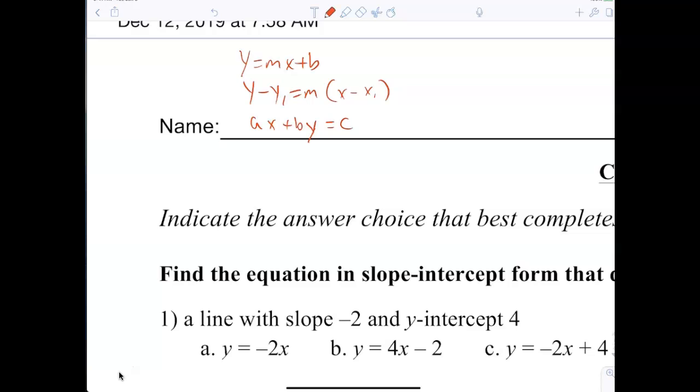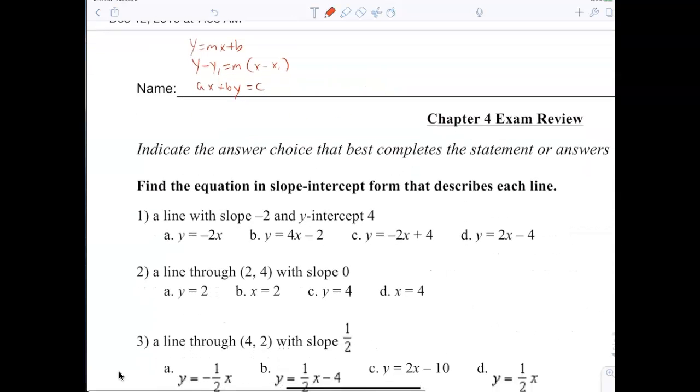Yes? Don't they have to be like... Standard form, yes. A and B and C are no fractions, and A has to be positive. They also have to be relatively prime, but that doesn't come up that much.